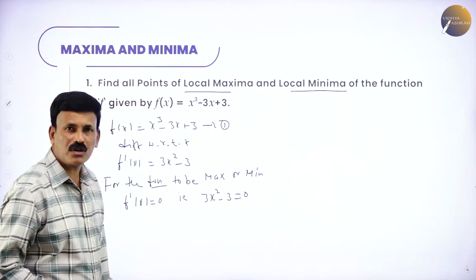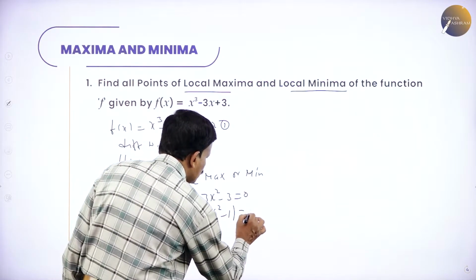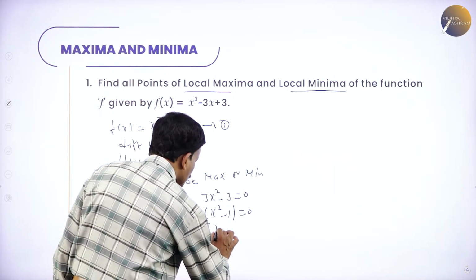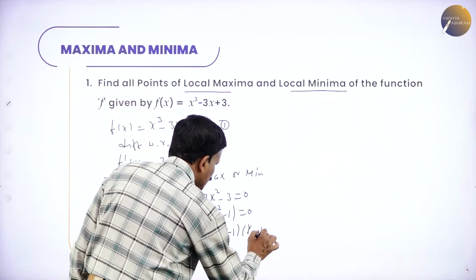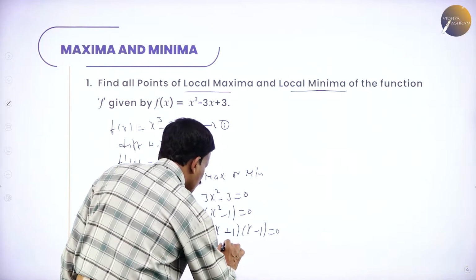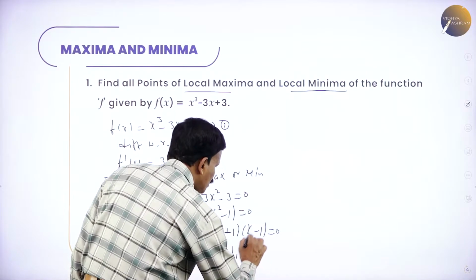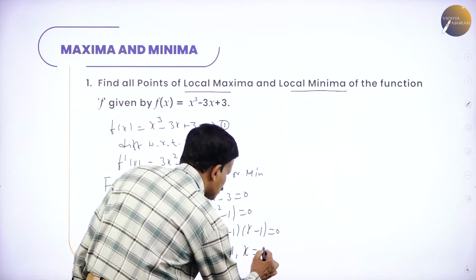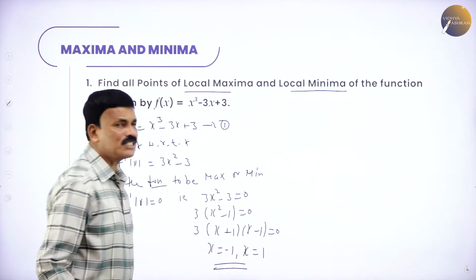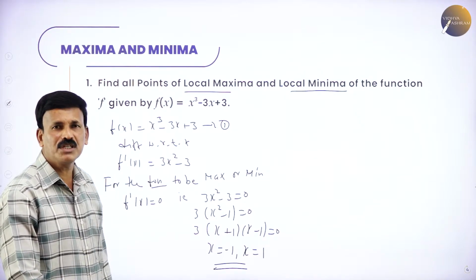Now, you can take out the common factor 3. What are we going to get? x^2 - 1 = 0. This is nothing but (x + 1)(x - 1). So, x + 1 = 0 means x = -1, and another value is x - 1 = 0 in the sense x = 1. Therefore, x = -1 and x = +1 are the critical values. Here, this is nothing but a and b.